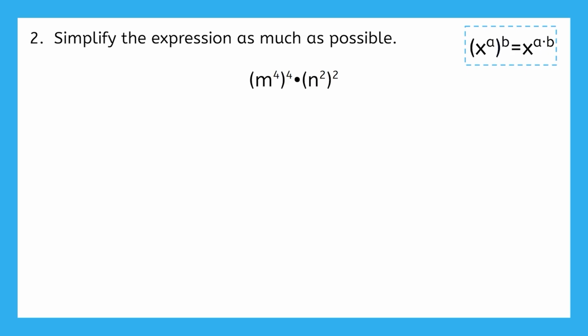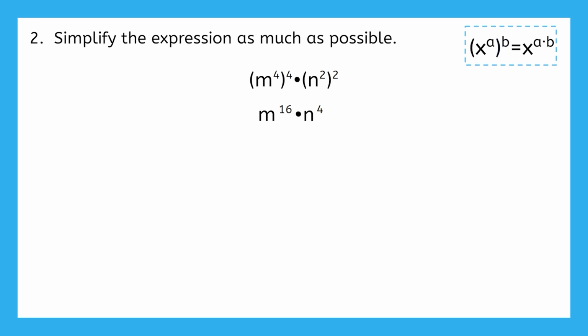Due to the power of a power property, when there's an exponent raised to the power of another exponent, we can multiply the exponents. M to the power of 4 raised to the power of 4 becomes m to the power of 4 times 4, or m to the power of 16. N squared to the power of 2 becomes n to the power of 2 times 2, or n to the power of 4. Okay, what do you think we should do next?